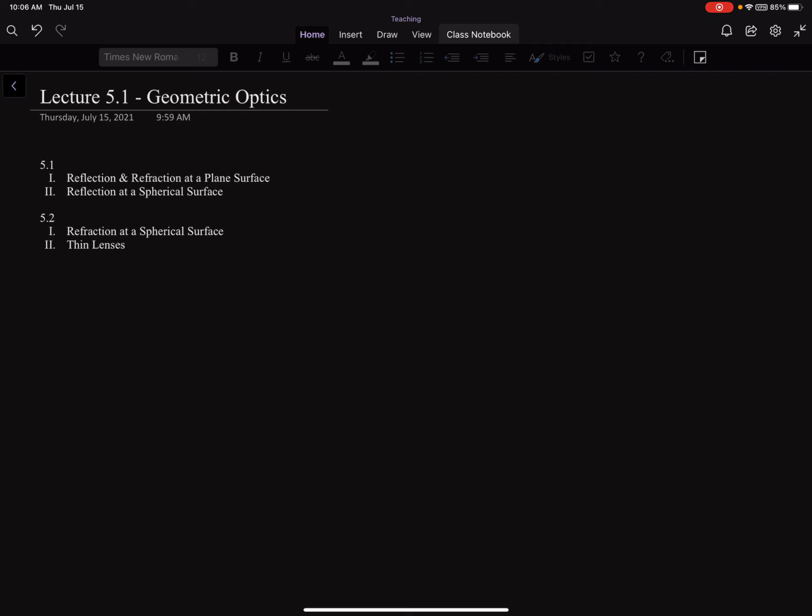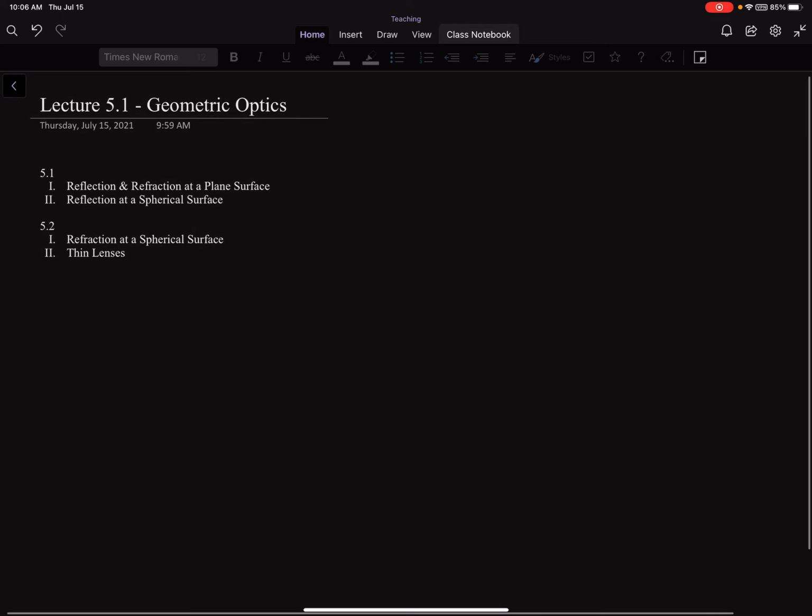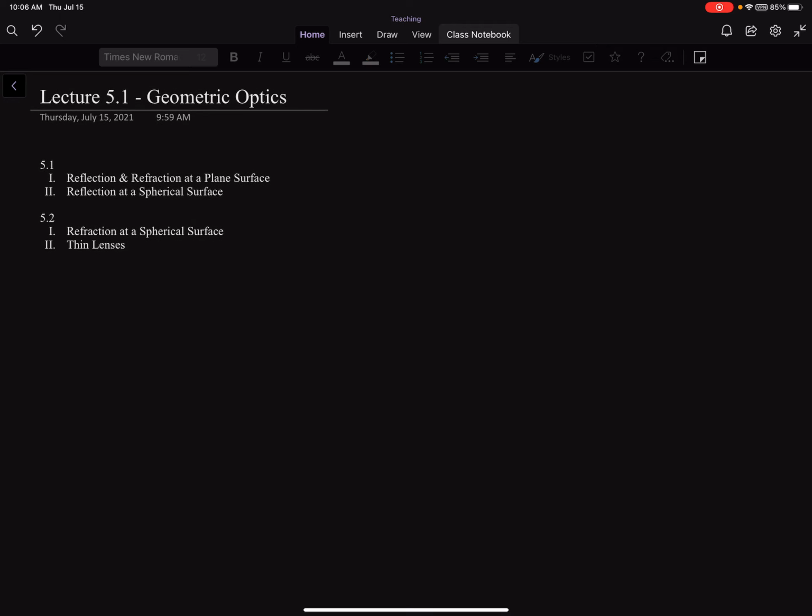about. And so in lecture 5.1, we're going to talk about reflection and refraction at a plane surface, so just a flat surface, and then specifically just reflection at a spherical surface. And then in the second lecture, we're going to talk about refraction at a spherical surface, which leads really nicely into thin lenses because those are curved surfaces on either side. And so then we can talk about lenses and all kinds of applications. So in this first part, we're just getting into reflection and refraction at a plane surface.